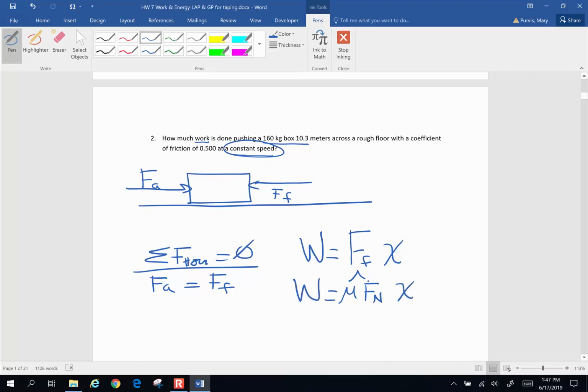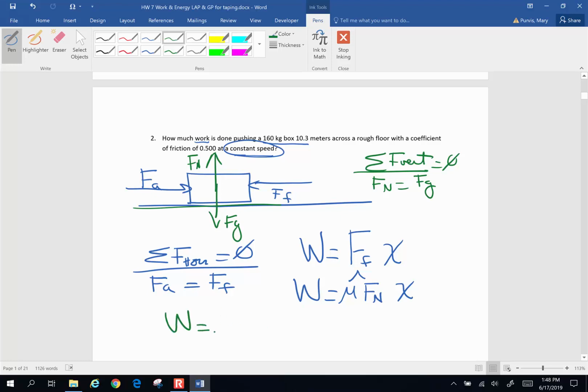To determine normal force, we have to again look back at our box. Force of gravity is going to pull it down. Normal force is going to push it up. If we look at the sum of the forces vertically on our object, again, those are going to equal zero because the box is on a nice level surface. So normal force will equal force of gravity. I'm going to replace normal force with force of gravity. So work is going to be equal to mu times normal force, and I'm going to replace normal force with gravity. That's going to be mass times acceleration of gravity times the displacement.